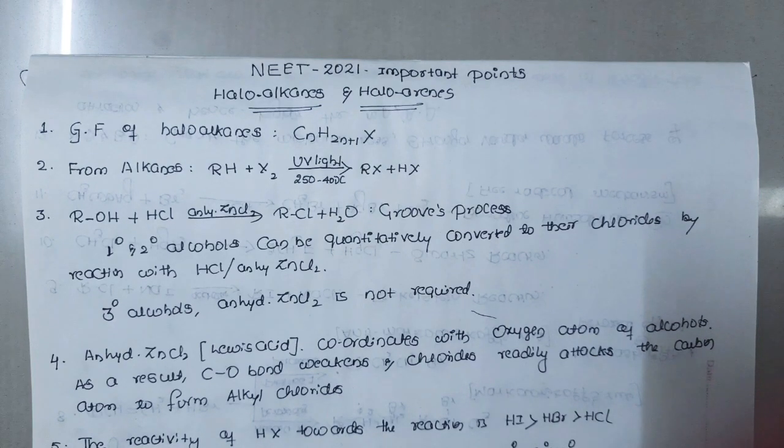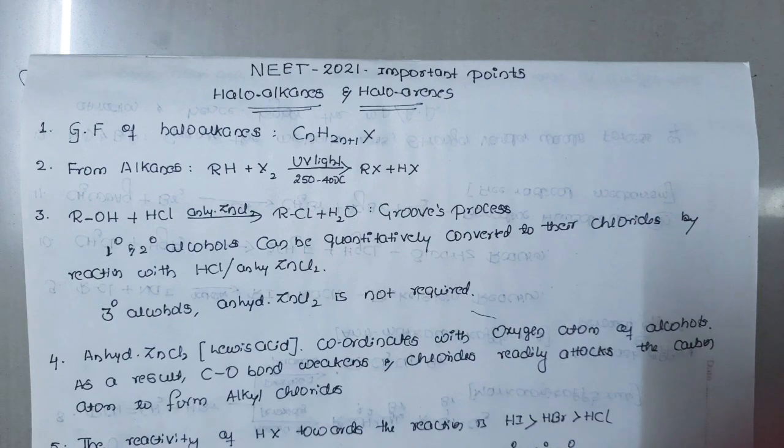So this video is for NEET 2021, some of the important points of the chapter haloalkanes and haloarenes. In this video I'm going to cover some important points. This is the first part of haloalkanes and haloarenes, and in another video I'll complete the other part. So these points you have to remember. I know you will read the theory, but there are some points you have to concentrate on more, where you may get questions. With that regard, here are some points.